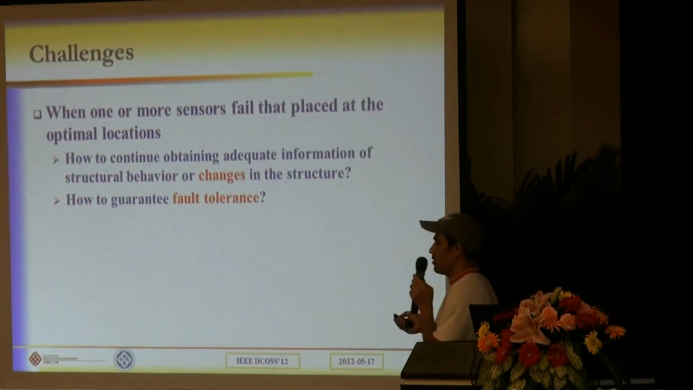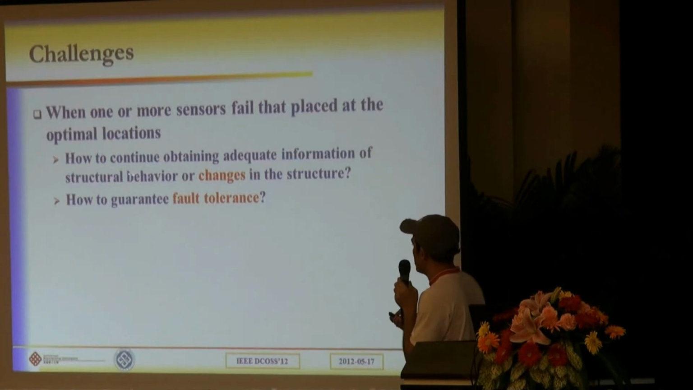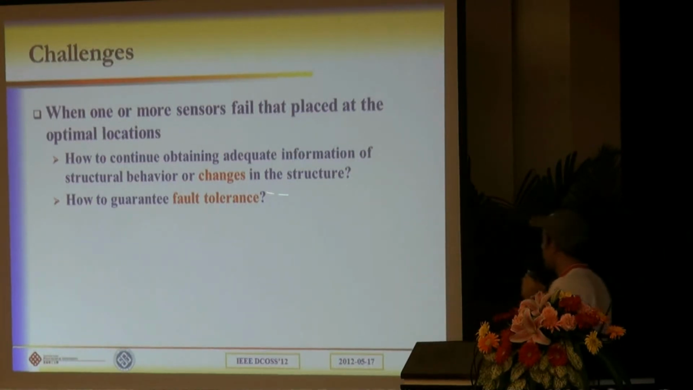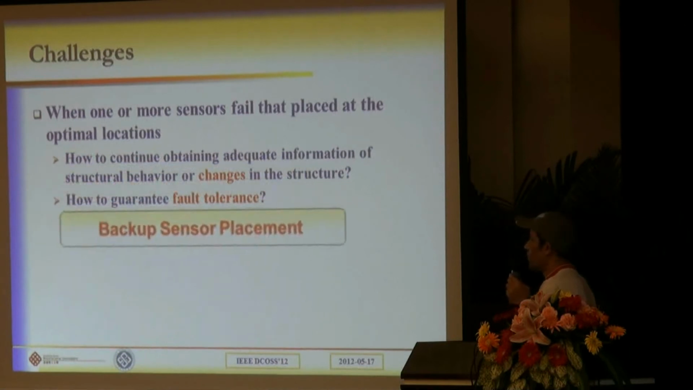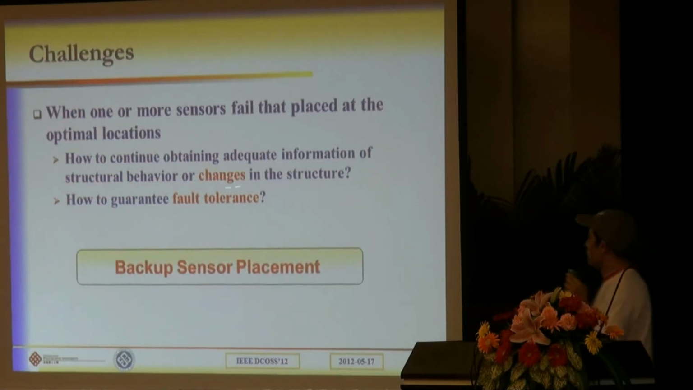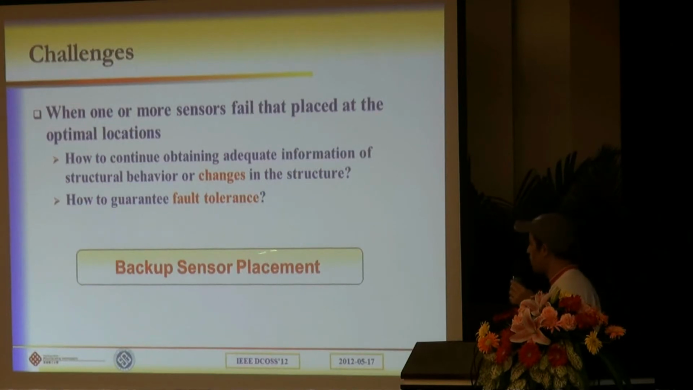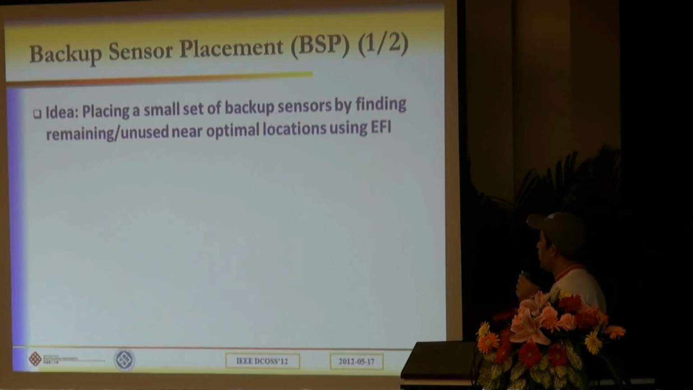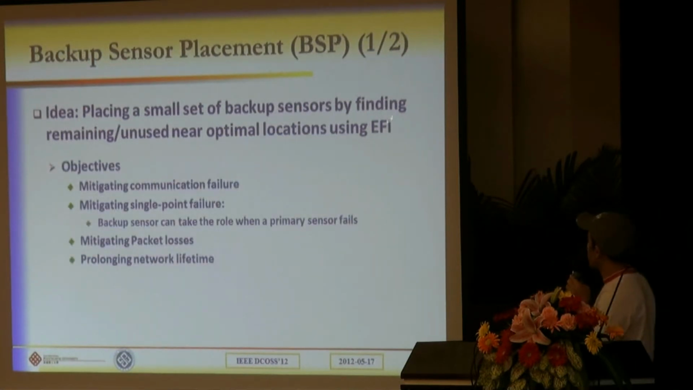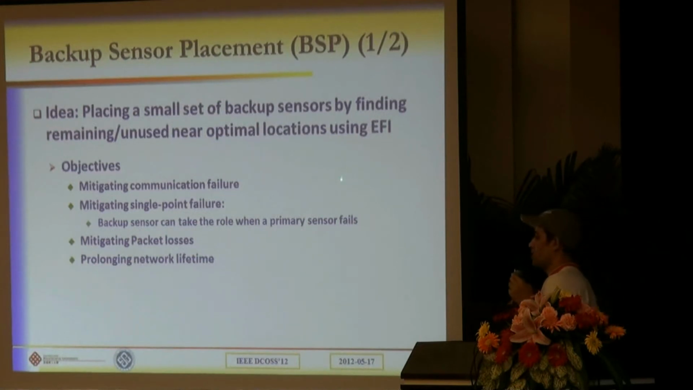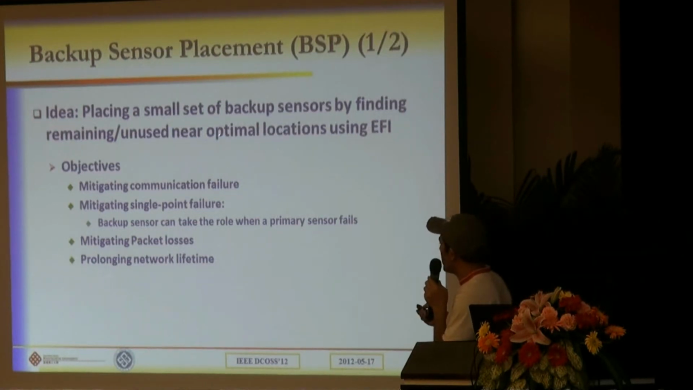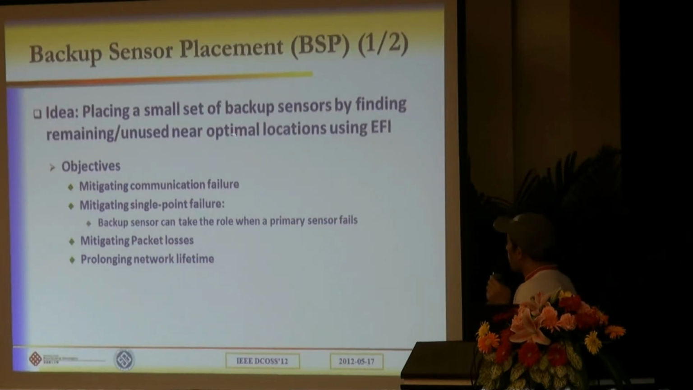Now, if we can find those repairing points and place sensors there, we can continue obtaining adequate information about the structural behavior or changes in the structure, and guarantee fault tolerance. We need to find positions, such as those repairing points, where we place a backup sensor. The idea is placing a small set of backup sensors by finding remaining unused near optimal locations. Remember that the first time we placed the WSN at the optimal locations, but when an optimal location is used, we need to find near optimal locations to achieve these goals.